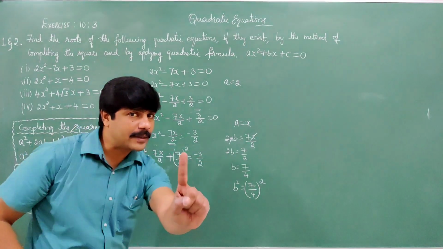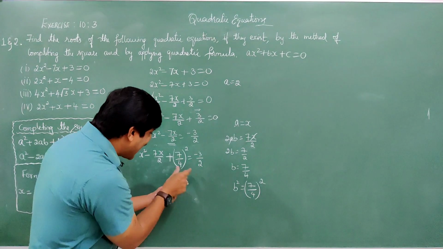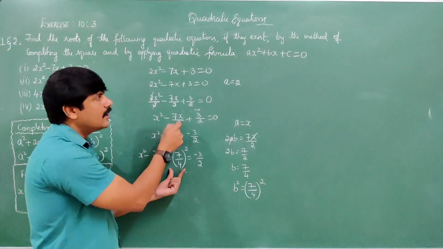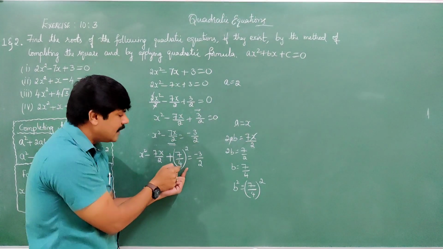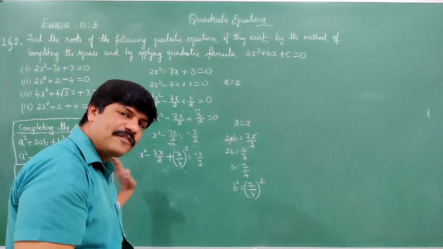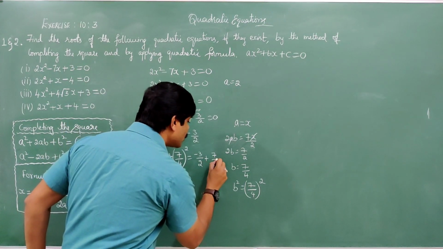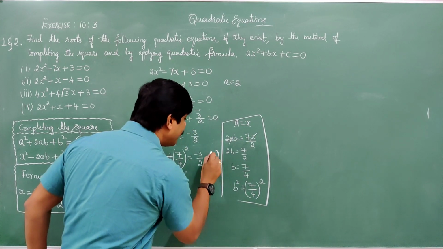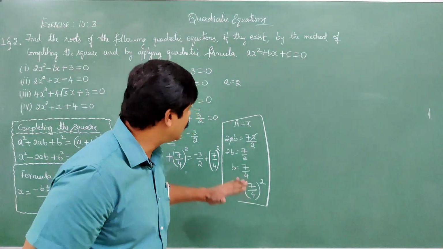Now understand properly, I have altered this equation. I have no right to alter. So here I have added 7 by 4 whole square. But the equation was this itself. What was given is this itself. And I am making some extra addition. If I make some extra addition to the left side, I must make it to the right side also. So that I am not altering what is given.